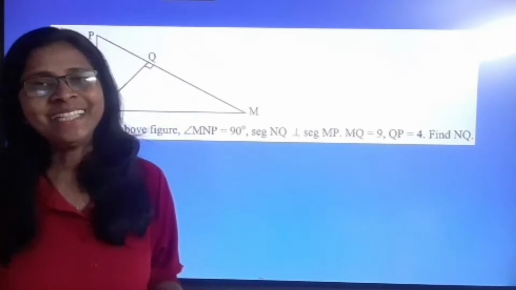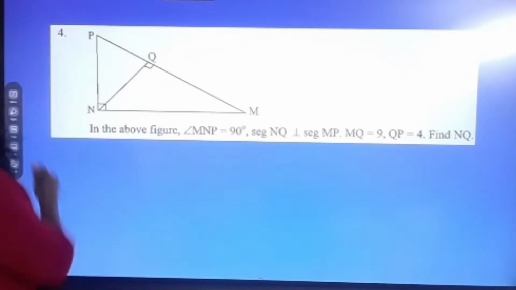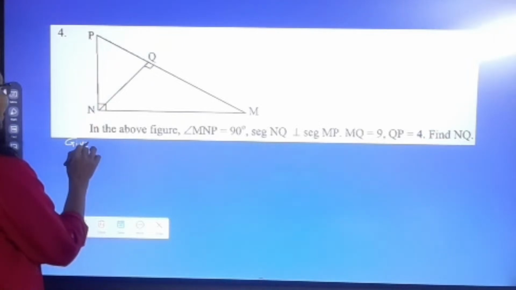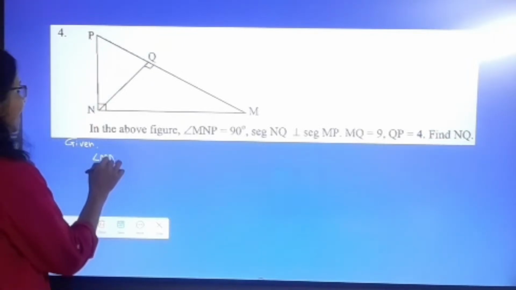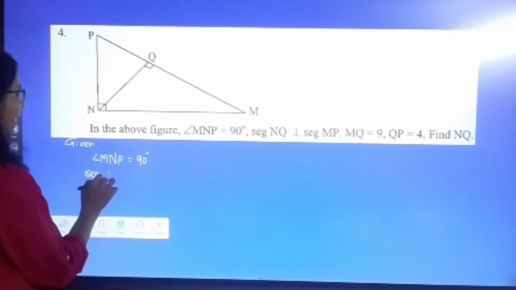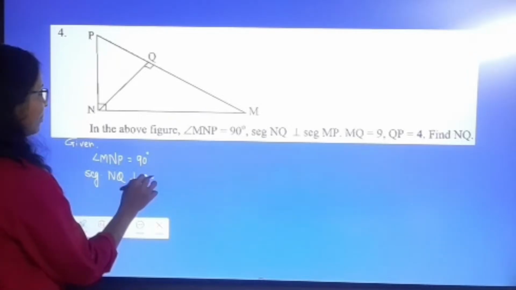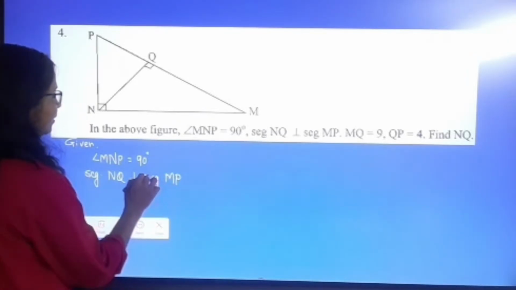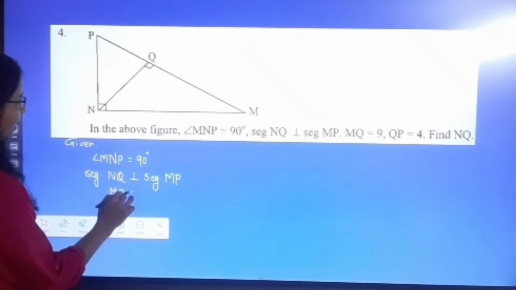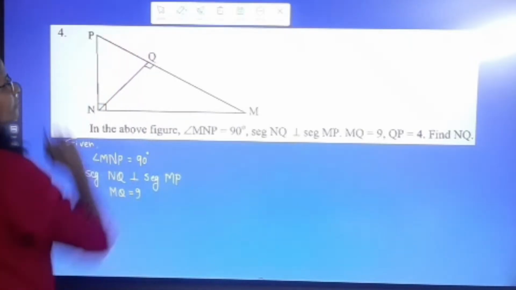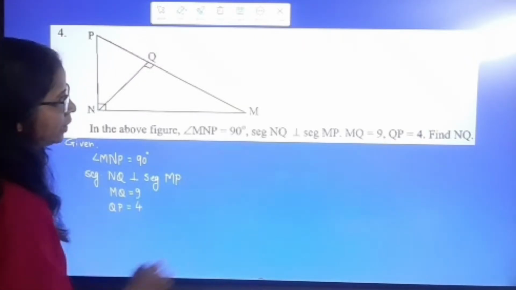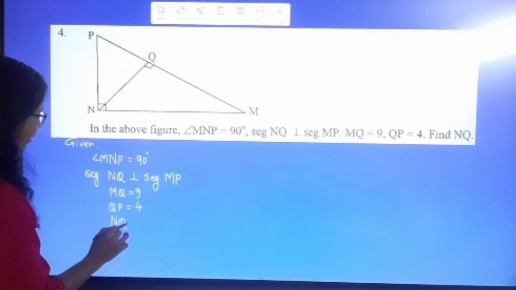So now here it is very easy, students. So here we write down, given first, angle MNP is equal to 90 degrees, segment NQ perpendicular segment MP. Okay, and then MQ is equal to 9, then here QP is equal to 4, then here NQ is equal to question mark.